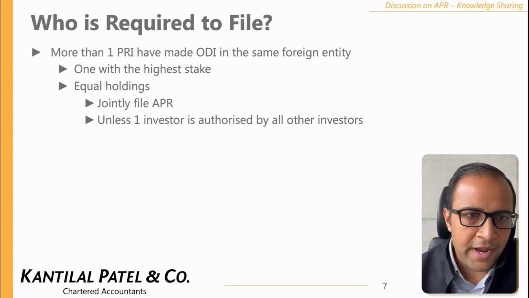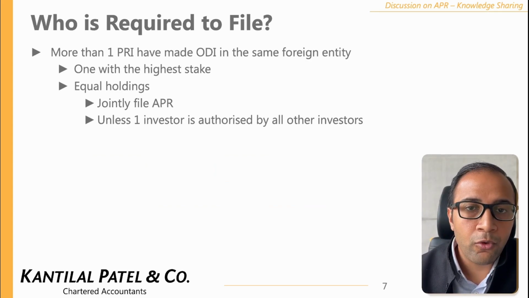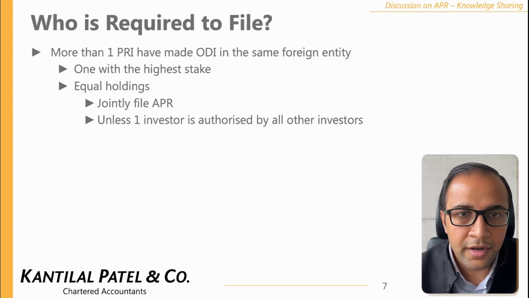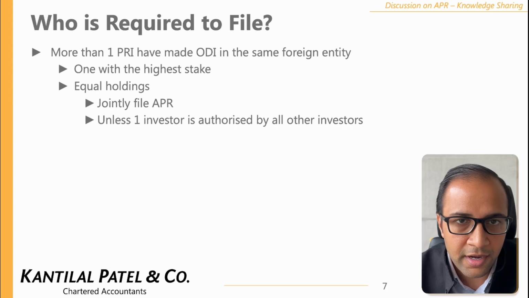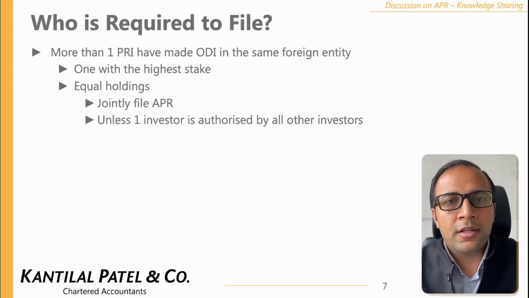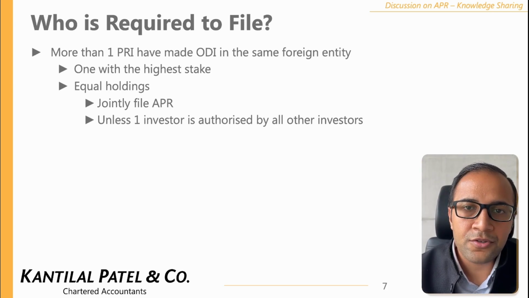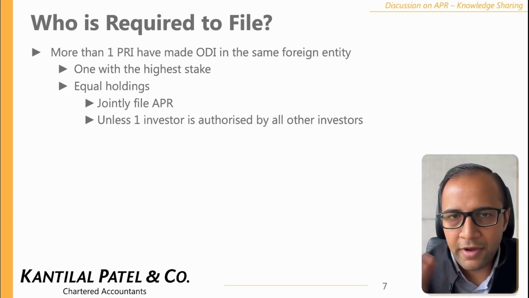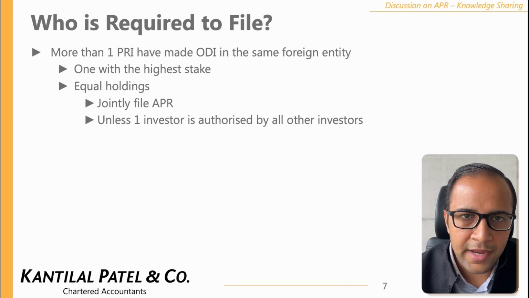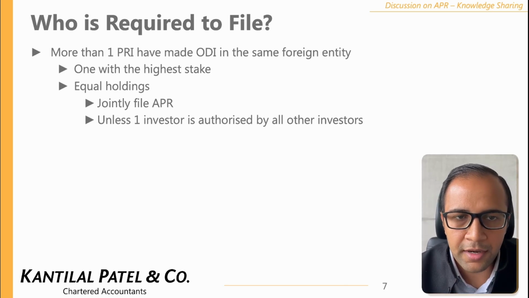Who is required to file? Now, if there is more than one person resident in India, if two persons have jointly invested in an overseas entity, then the requirement is to file by the person holding the highest stake. So if there are five people who have invested, but one holds the highest stake amongst those five, then that person is responsible to file Form APR.